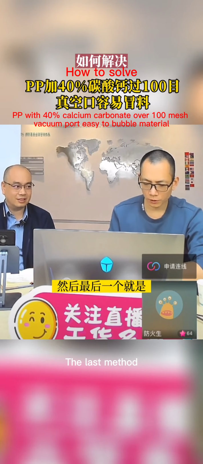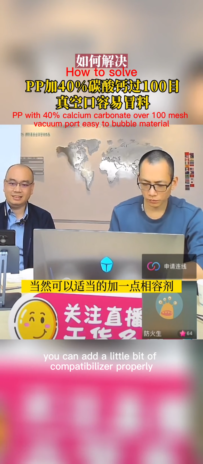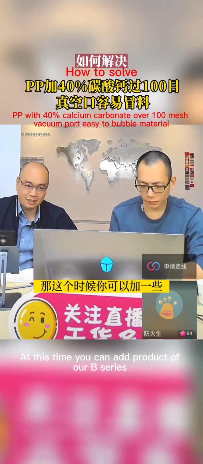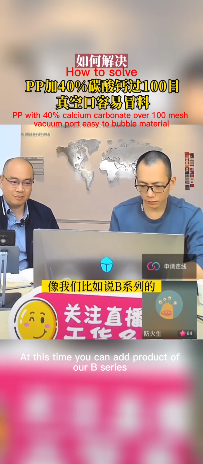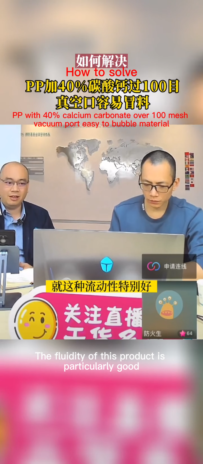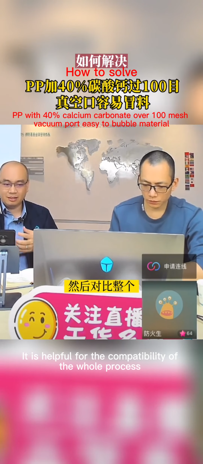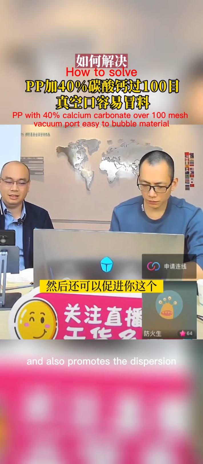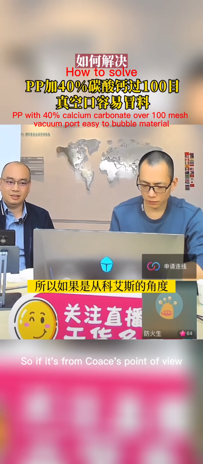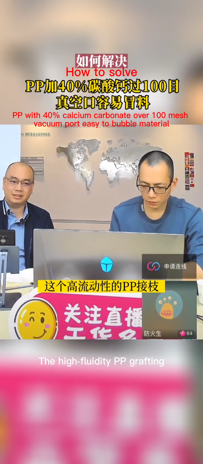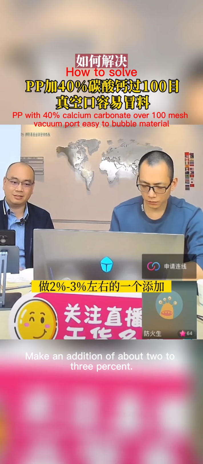The last method: you can add a little bit of compatibilizer properly, just like the PP he mentioned. At this time you can add a product of the RB series, such as RB1F. The fluidity of this product is particularly good. It is helpful for the compatibility of the whole process, and also promotes the dispersion of calcium carbonate. So from Coace's point of view, we would recommend you to use RB1F, the high fluidity PP grafting. Make an addition of about 2 to 3%.